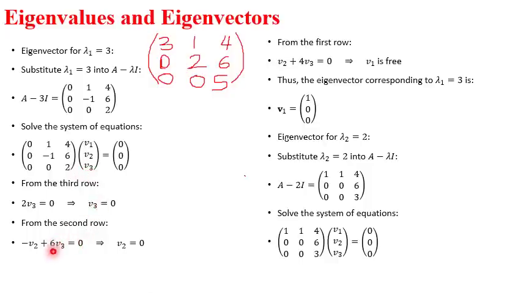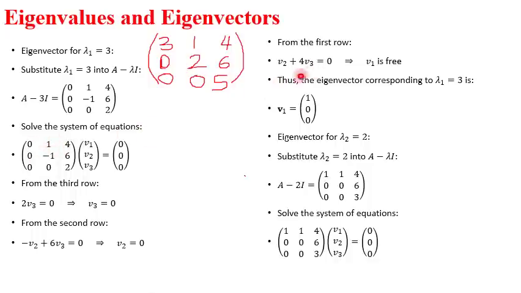When v3 equals 0, as it has been established here, then substituting 0 for v3 here shows that minus v2 will also equal 0. So now we've got the value for v2, and we've got the value for v3. So it means that v1 is free. We call v1 free because from here basically there is no value for v1.